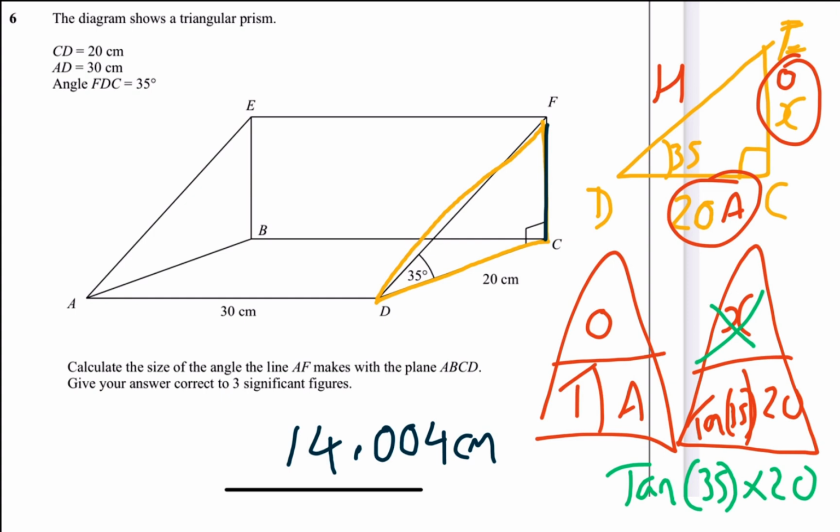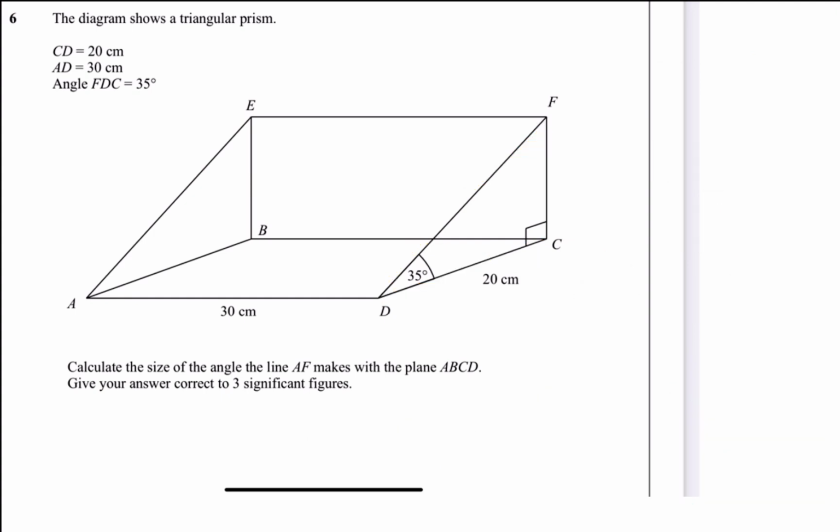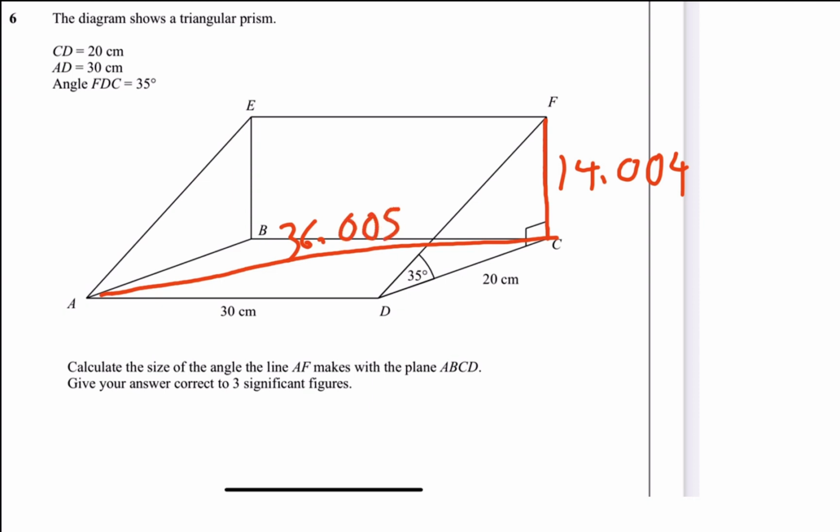So just to show you where we are at the moment, I'll do it in red. We've got a height of 14.004. We worked out AC, the diagonal. There we go. And that diagonal was 36.005. And as you can see, the question says calculate the size of the angle AF makes with the plane ABCD. So there's the AF that we looked at right at the beginning. This was the angle, and we've worked out two sides.